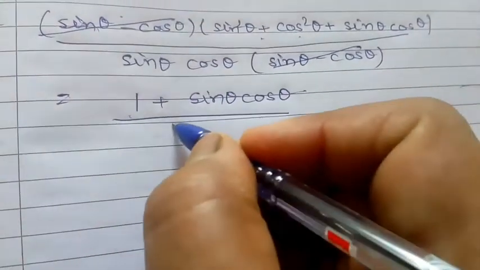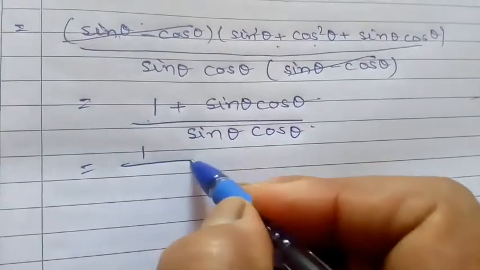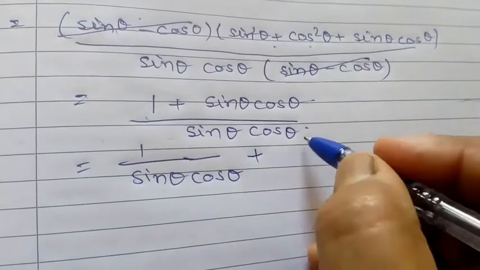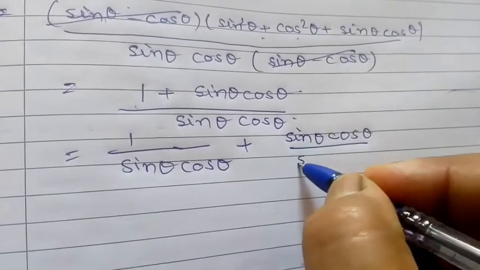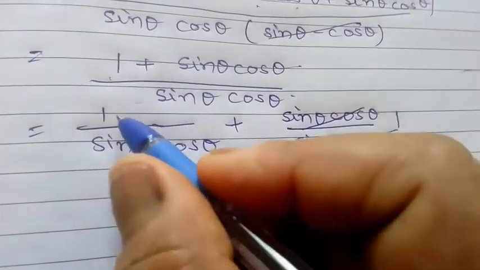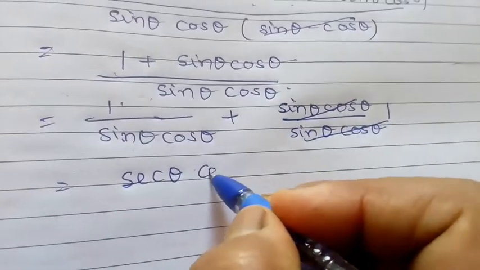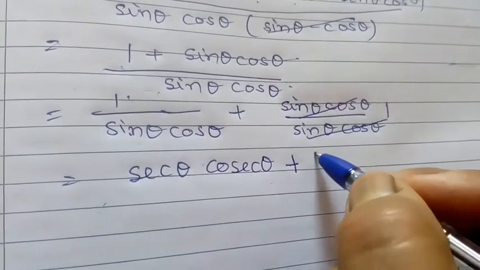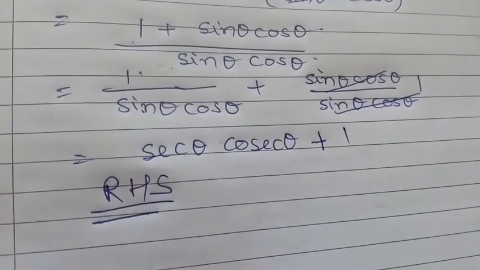And dividing by sin theta cos theta: 1 upon sin theta cos theta plus, dividing by sin theta cos theta, this cancels, we get 1. 1 upon sin theta, 1 upon cos theta means sec theta, the reciprocal of cos, and cosec theta is the reciprocal of sin, plus 1. This is the RHS of question number 3, hence proved.